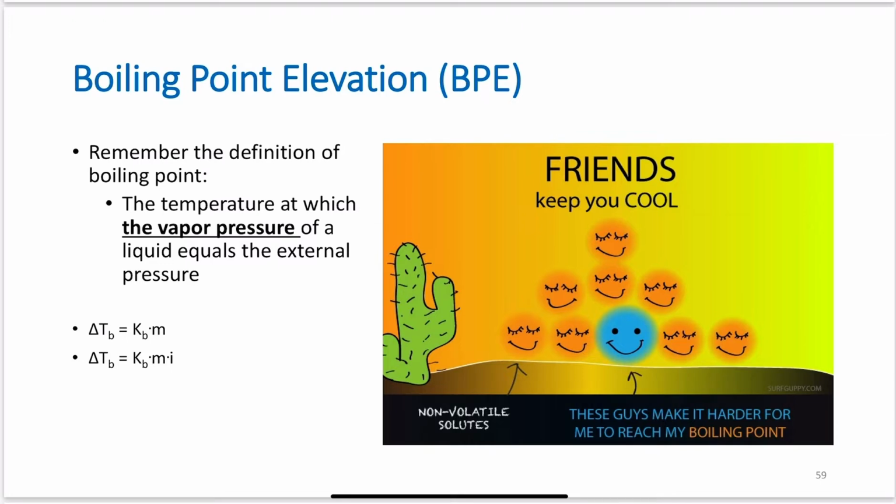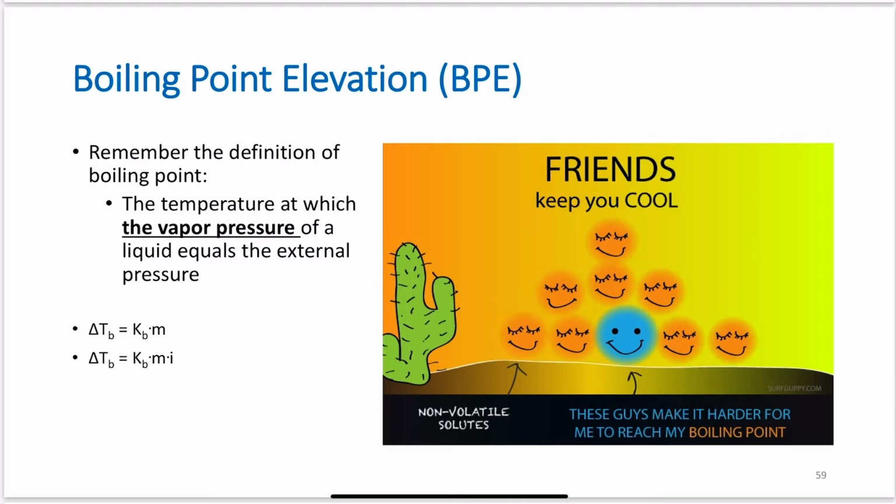If I have a volatile solvent and a non-volatile solute, the overall vapor pressure of that system will be lowered. Now, the vapor pressure is lower. It's harder to reach the atmospheric pressure. Therefore, I need a higher temperature to allow those particles to escape so that I can reach the atmospheric pressure, hence the boiling point has been elevated. The lower the vapor pressure, the higher the boiling point. The vapor pressure of a solution is lower than the pure solvent, so the boiling point must be elevated to reach that atmospheric pressure.